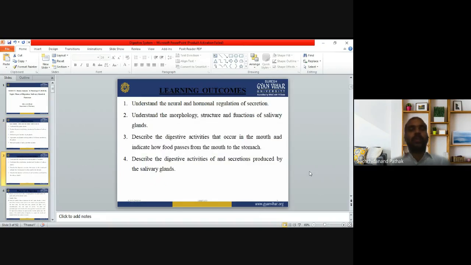Upon completion, you can understand the neural and hormonal regulation of the secretion, how the saliva can be secreted, how the pancreatic enzymes can be secreted, then the morphology of the salivary glands, their function, activities that occur in the mouth, and how the food is passed from the mouth to the stomach, and different digestive activities of the salivary glands. So you can learn all these things.